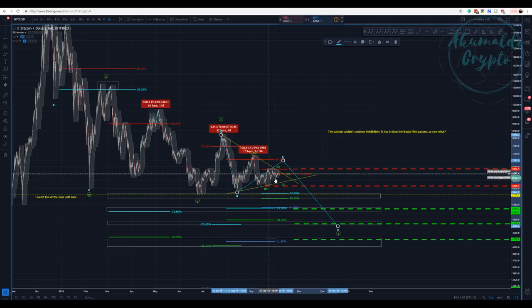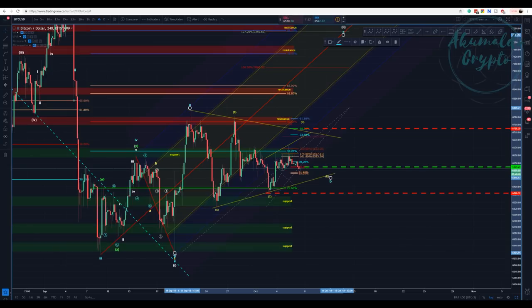This is the way that we are now, this has more likelihood of happening than this count here, which is my primary count. But how can we make sense of this? What is this? This is an inverted cap and handle. If this is an inverted cap and handle, we are going down. So it's quite difficult to say otherwise, quite difficult.